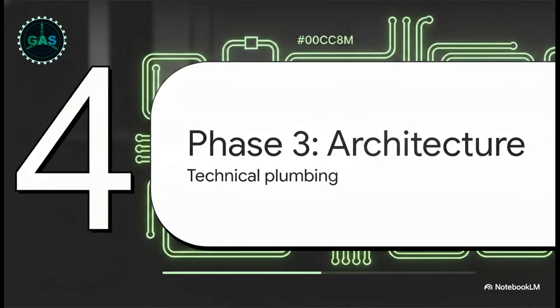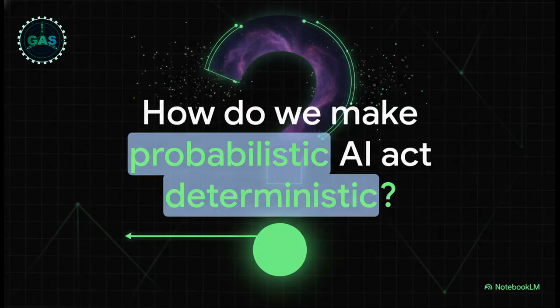All right, so with the AI fully connected to the outside world, we need to shift our focus to architecture. This is the technical plumbing required to make the whole system highly reliable for agency clients. Now you might be wondering, here is the massive challenge when building AI systems. Large language models are inherently probabilistic, right? If you ask them the exact same question 100 times, you might get 100 slightly different answers.